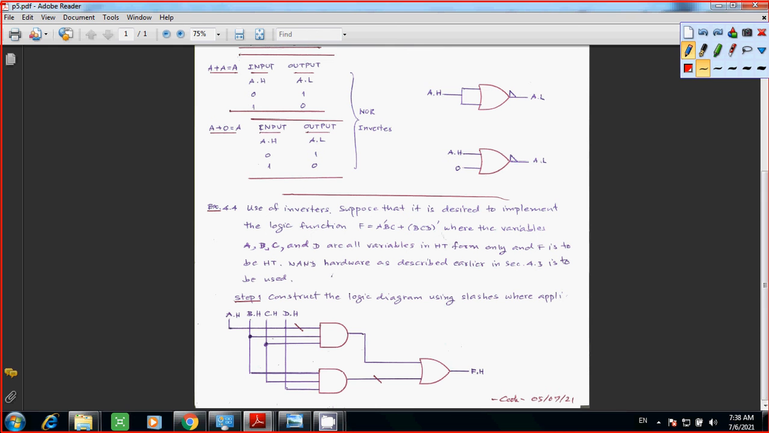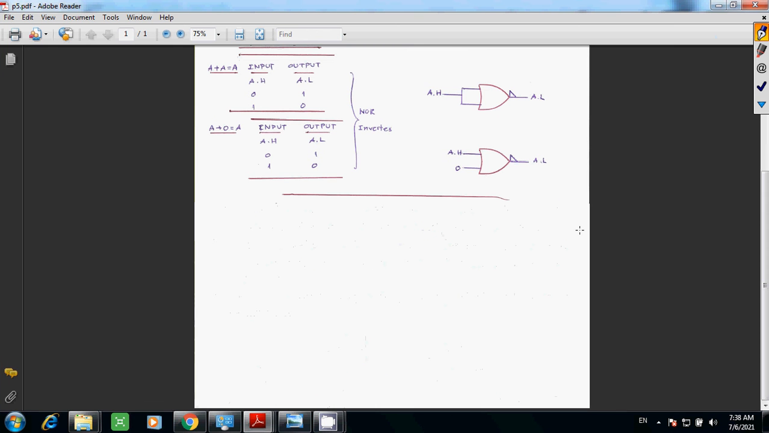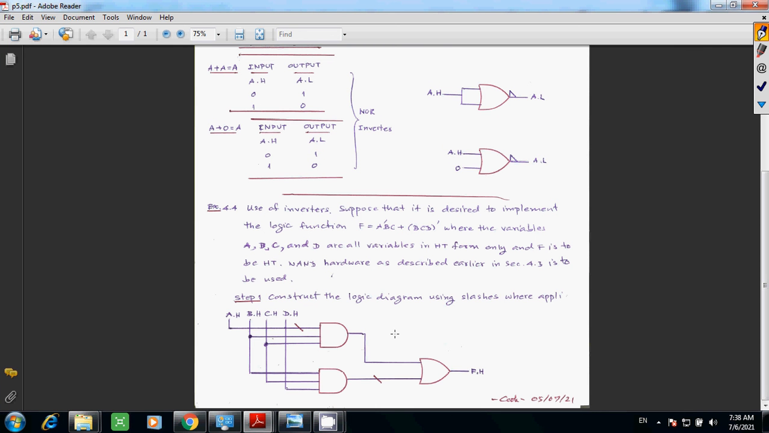Okay, so that's all about how to do the circuit. And since you already understand how this works, you should not have a difficult time going on to the next topics. Okay.